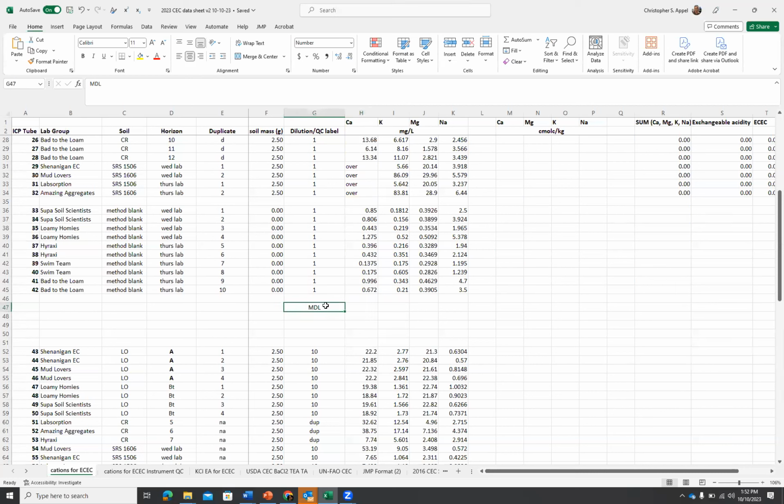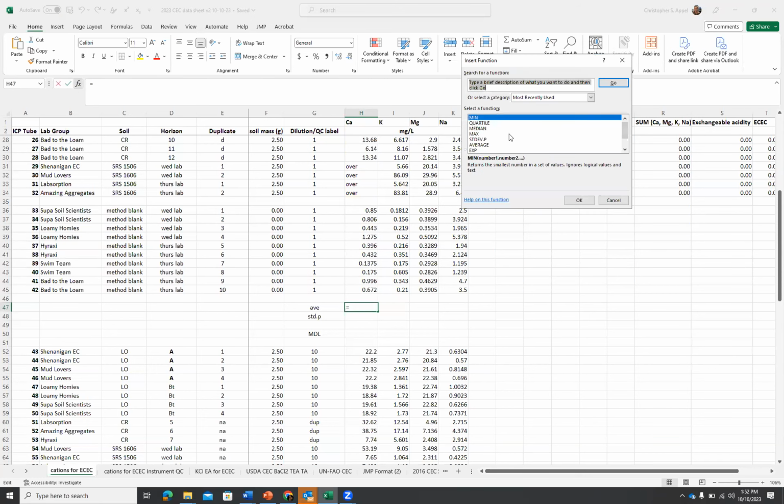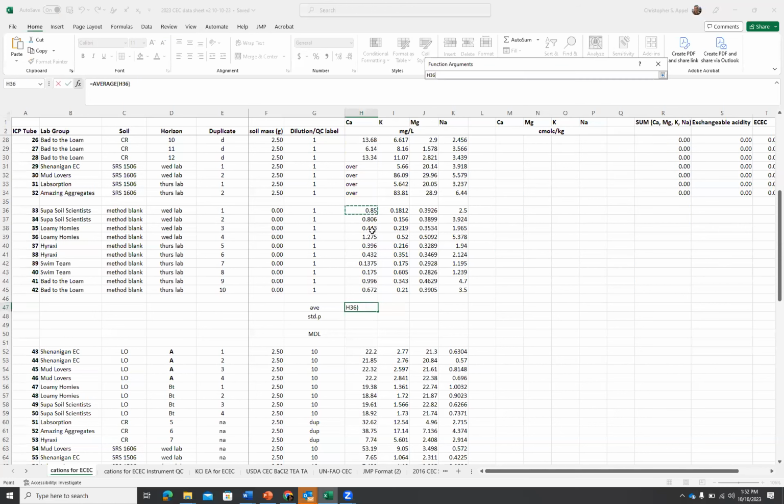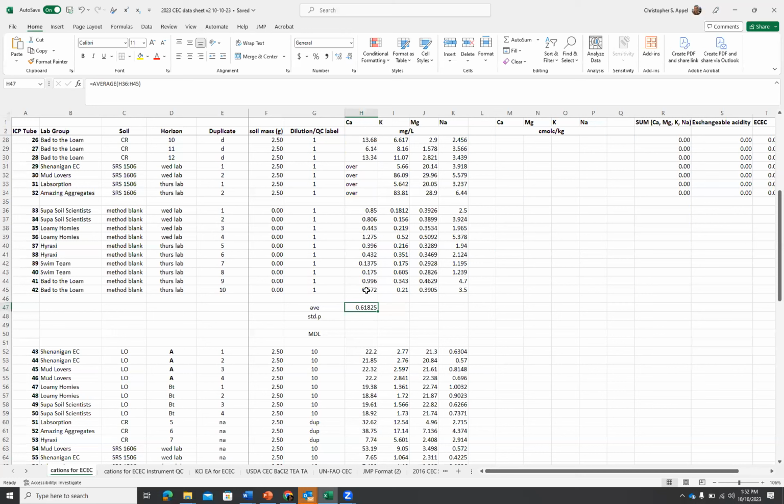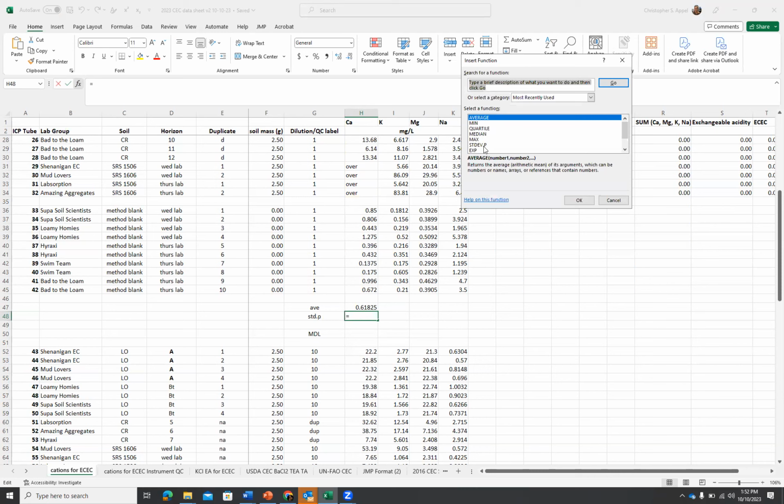So I'm going to first calculate the average. And then I'm going to calculate the standard deviation. The standard deviation you want to use is the one that's STDEV.P, standard deviation of the population. And then from there, we'll be able to calculate a method detection limit. Right. So for our average value, you can just plug in the formula. You can do the standard deviation also the same way.